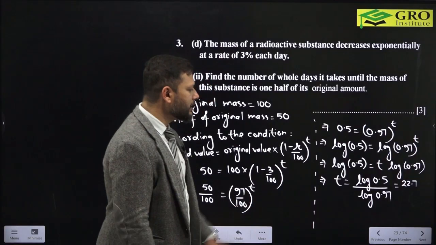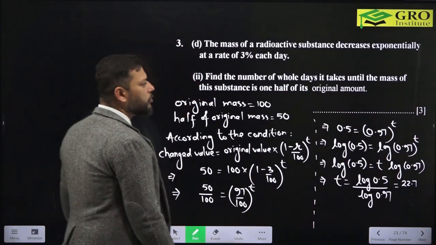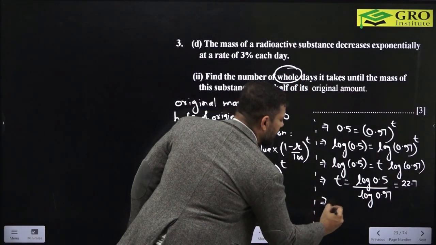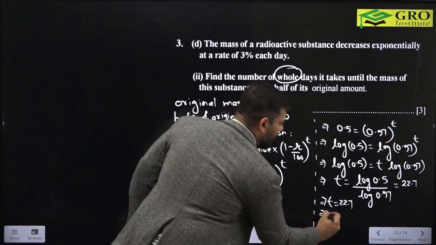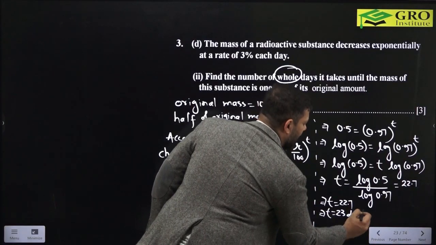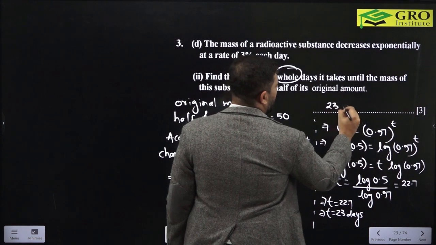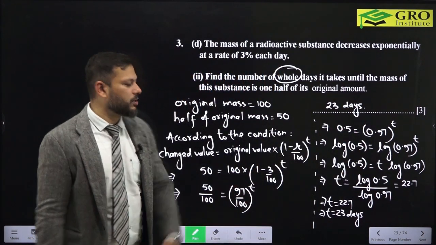22.7. So what is the number of days? It's 22.7 days, but we need to find it in whole numbers. So if t is equal to 22.7, we can say that t is equal to 23 days. This is rounded off to the nearest whole number, 23 days. So this is the answer for this question.